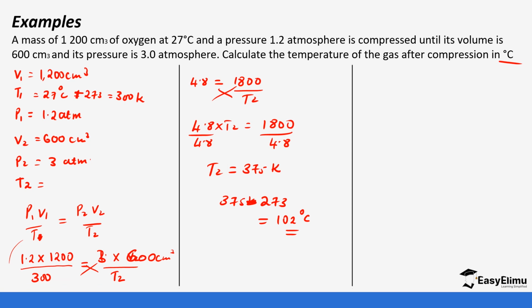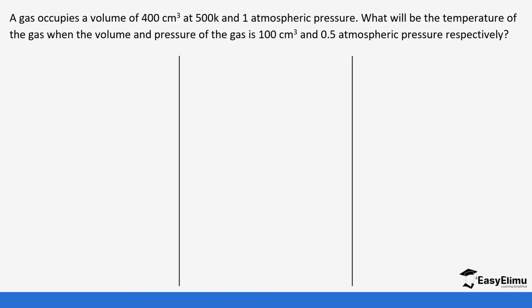Let's do another question. A gas occupies a volume of 400 centimeters cubed. What you're going to do a bit different from what we did in our previous question is integrate our writing with the reading. So whatever value we notice in the reading, we write them down. In this case, our volume 1 is 400 centimeters cubed at temperature 1, which is 500 Kelvin. It has already been converted, so we are not going to convert. And then add 1 atmospheric pressure. So P1 is going to be 1 atm.